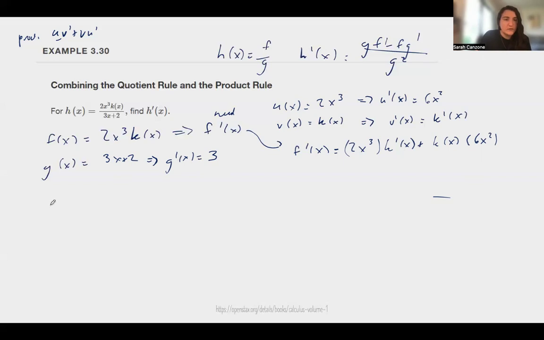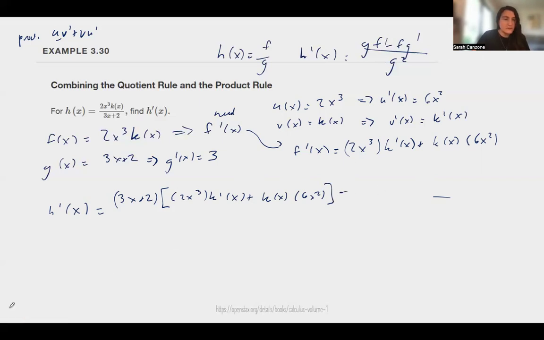We have h prime of x equals g, which is 3x plus 2 times f prime. So I'm going to use a bracket to denote this. You can use a double set of parentheses if you want. A bracket is just a substitution for parentheses. Because we have a plus in here, we have a lot of parentheses going on. I don't want like 12 million parentheses, so I'm just going to do that. So we have 2x cubed k prime of x plus k of x times 6x squared. All right, that's just the first part.